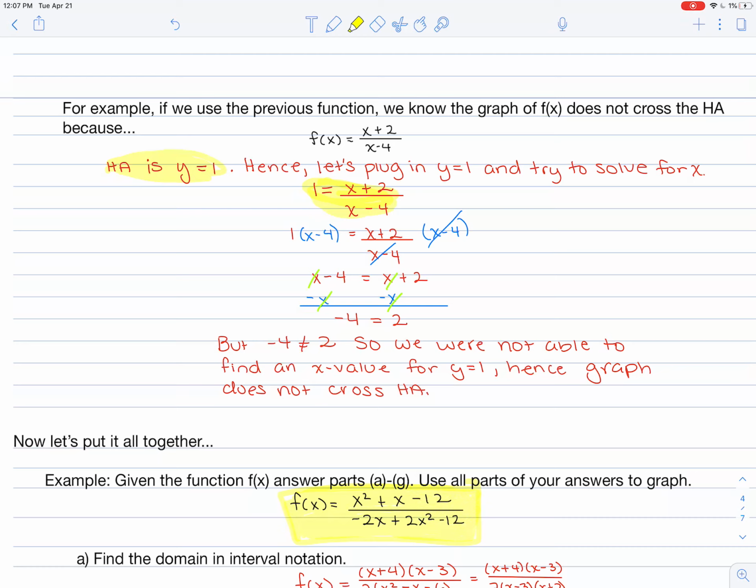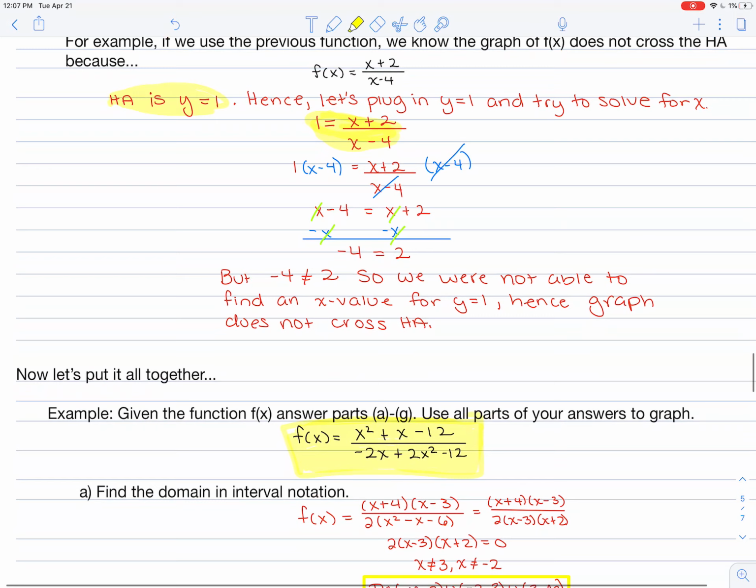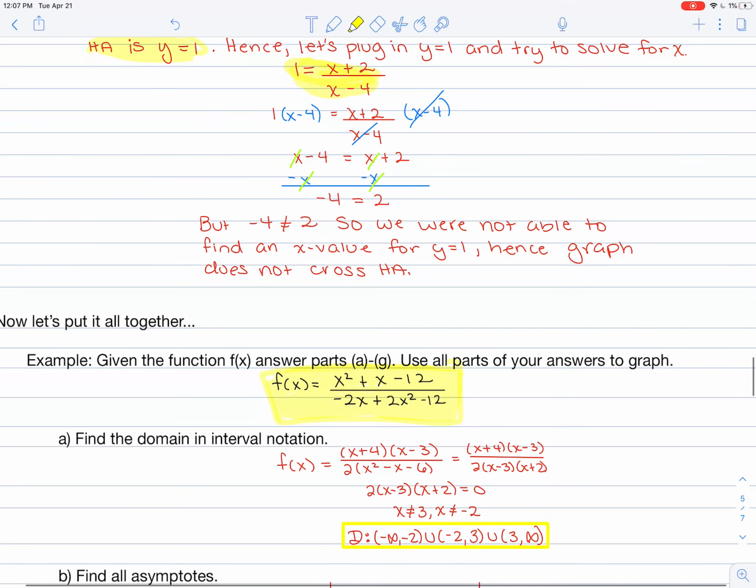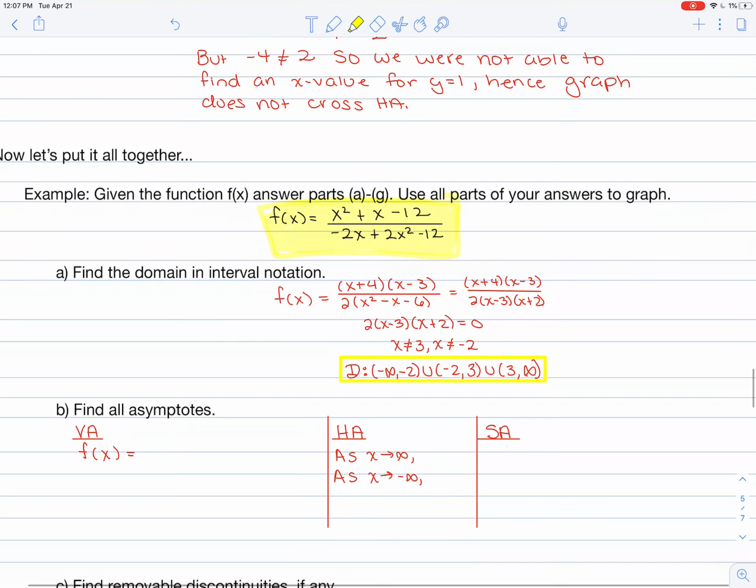I just highlighted so you know where I'm at. First we're going to find the domain, and hopefully by this point you already feel comfortable enough to do that. So we're going to factor, and remember we want to find what x values make the denominator 0 because that is where our domain is undefined. If you factor, you should get that x cannot equal 3 and x cannot equal negative 2, since those two x values make our denominator 0. And then I just wrote my domain in interval notation and I boxed it there for you.